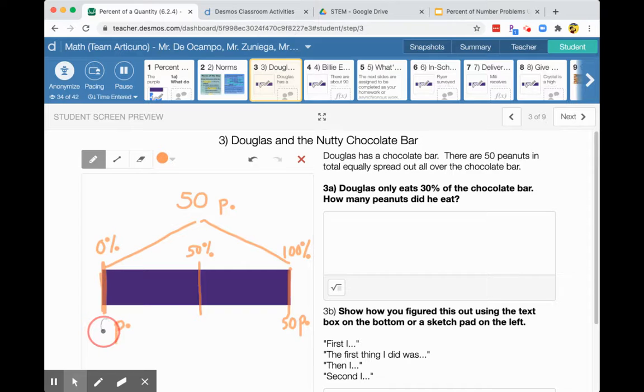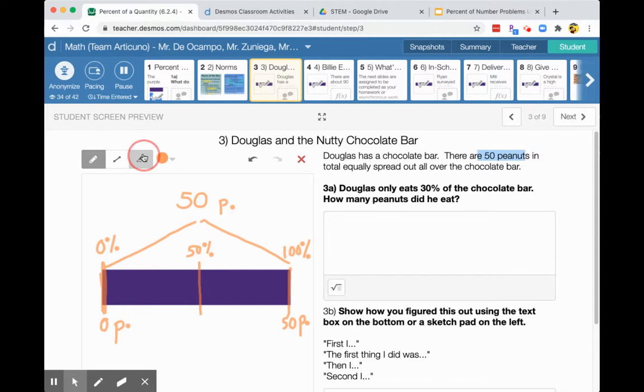He would eat no peanuts. If you eat nothing, then you're not going to eat any peanuts. If you eat all of the chocolate bar, you've eaten all of the peanuts, and there's 50 total. Okay.